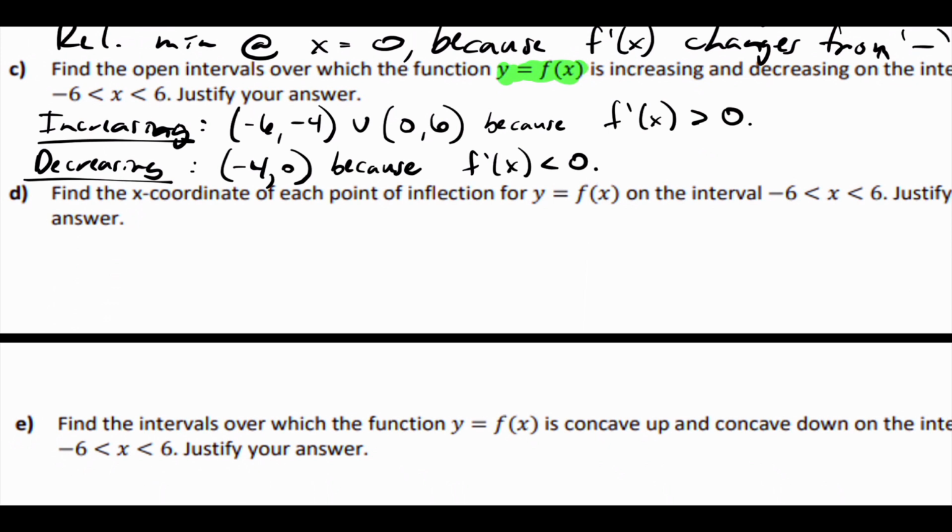So now we go to points of inflection. How do we find a point of inflection? I'm not even talking about the graph, just in general. In general, how did we ever find a point of inflection?